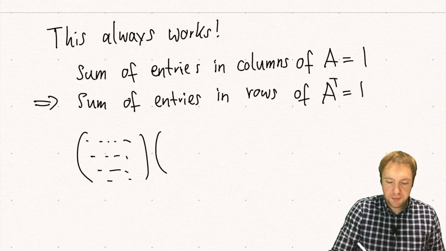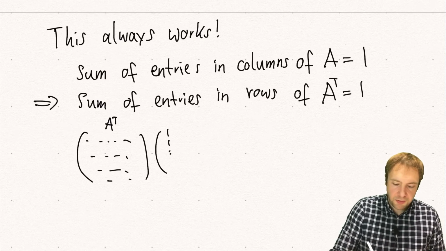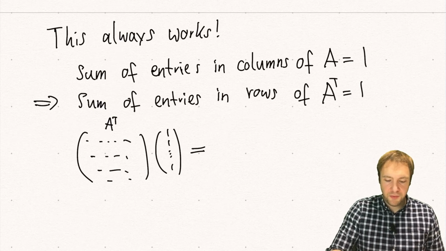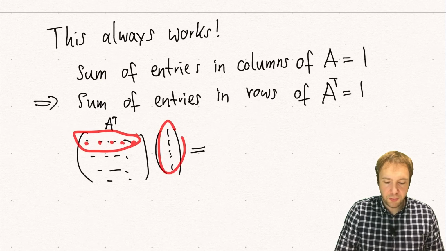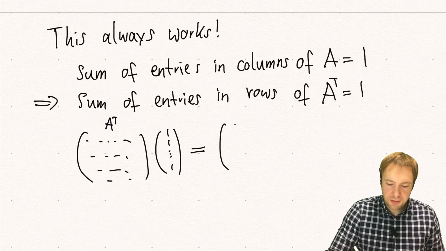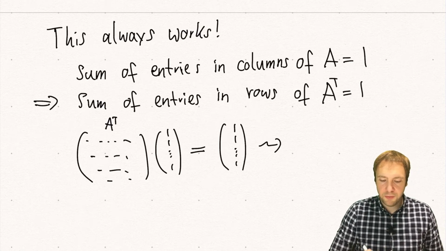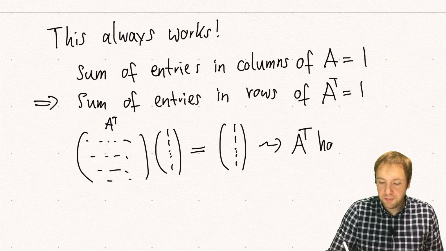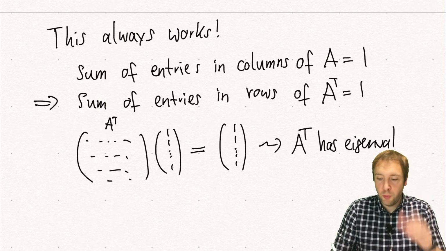So what happens if I multiply this? Let's say this is A transpose. If I multiply it with the vector 1, 1, 1, 1, 1, 1, 1, and I know the sum of the entries is 1, then this will be exactly the same vector, 1, 1, 1, 1, 1, 1, 1. So therefore, A transpose has eigenvalue 1 with the eigenvector 1, 1, 1, 1, 1.